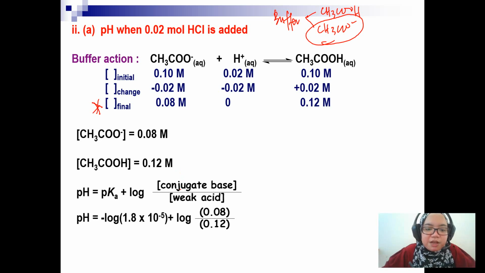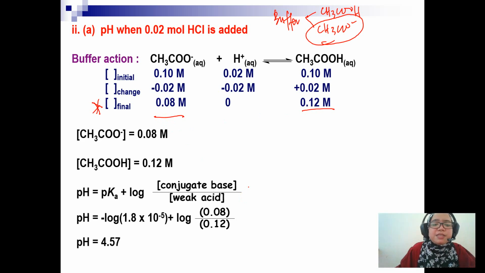So, here we can get pH equals to negative log 1.8 times 10 to the negative 5, plus log 0.08 divided by 0.12. Because this is the weak acid and this is the conjugate base, right? So, you can get pH equals 4.57. See, there's not much effect. Before adding acid it was 4.74, and now after adding acid, 4.57. It does not give a significant change in pH.